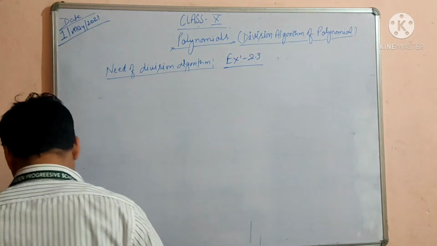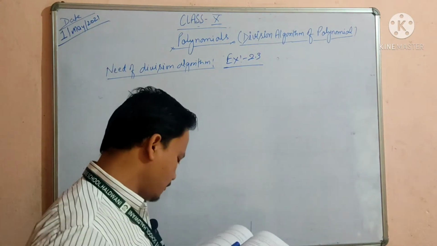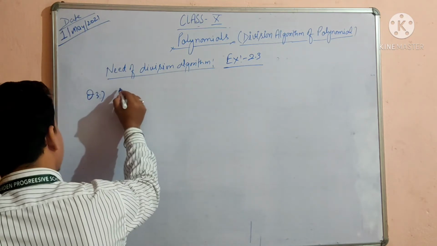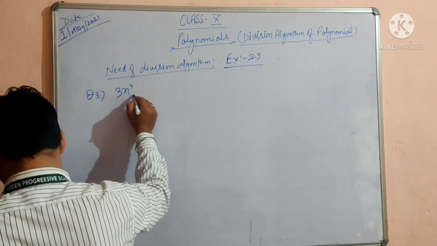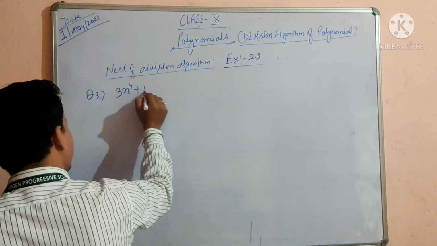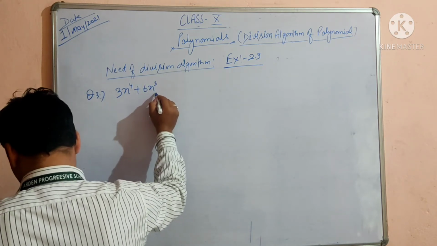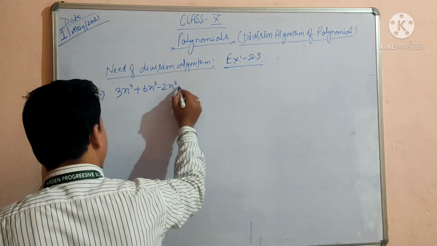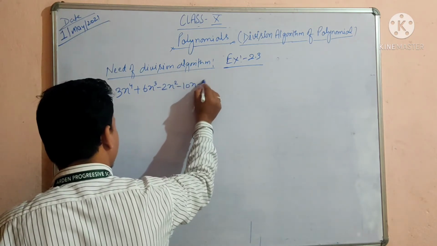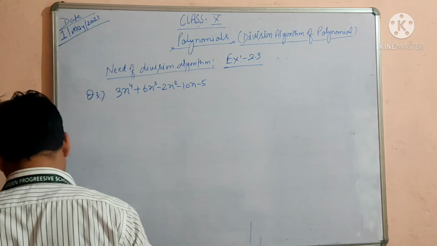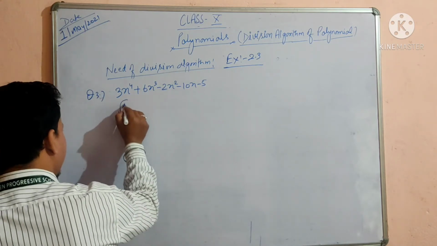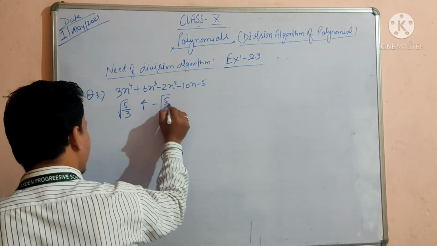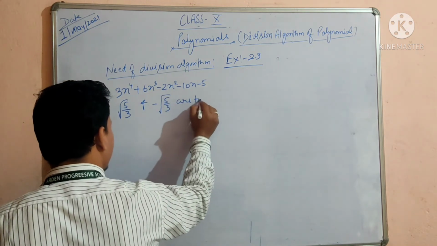So question number 3, obtain all other zeros of polynomial 3x to the power 4 plus 6x cube minus 2x square minus 10x minus 5. Okay, if the two zeros of it, root 5 upon 3 and minus root 5 upon 3, are two zeros.